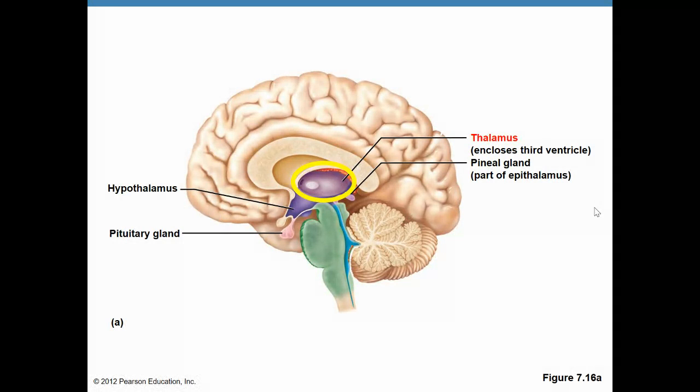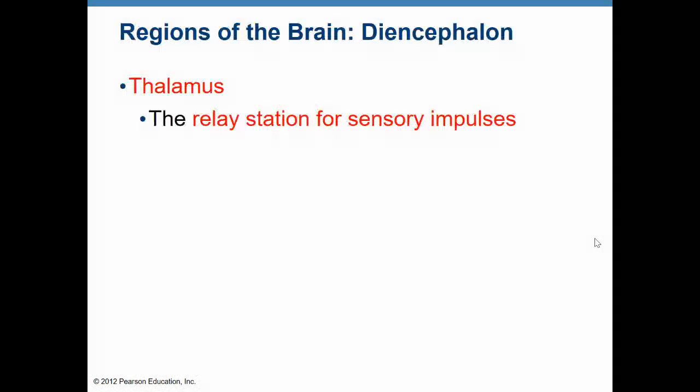Let's identify what it does specifically. Just to emphasize, in our diagrams here, it's going to be that lighter purple, egg-shaped region right here that I highlighted in yellow for you. The thalamus is responsible for being a relay station for sensory impulses. In other words, sensory impulses come into the brain through sensory neurons into the spinal cord. They head up the spinal cord, and the first region of the brain that they hit is the thalamus.